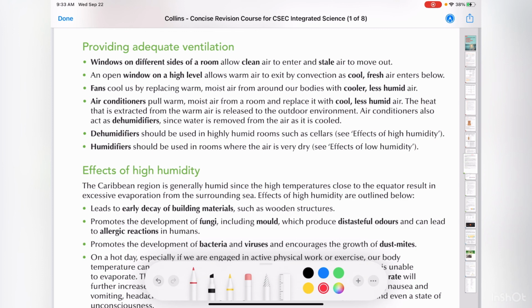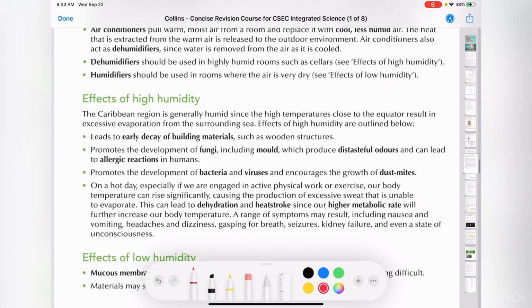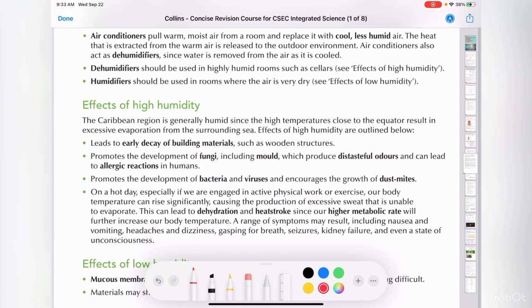Next class we will continue with the effects of high humidity and the effects of low humidity. So you can begin reading up on it and we'll go through it very briefly in our next session.